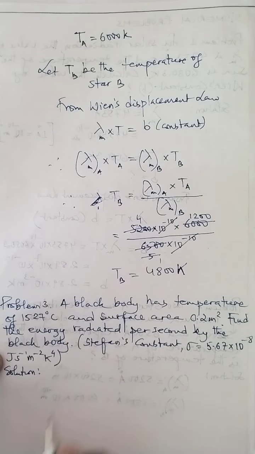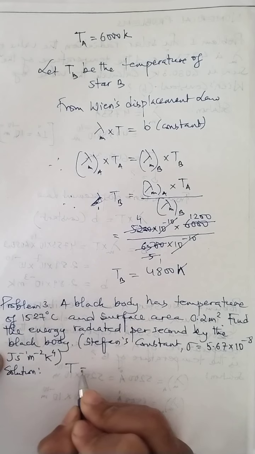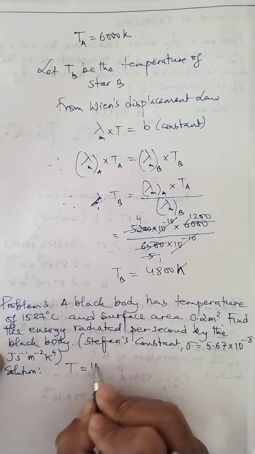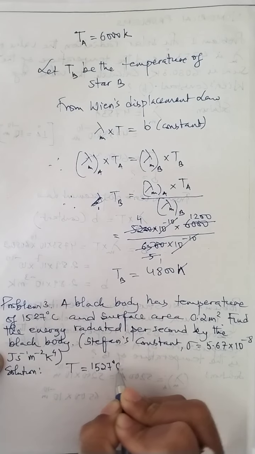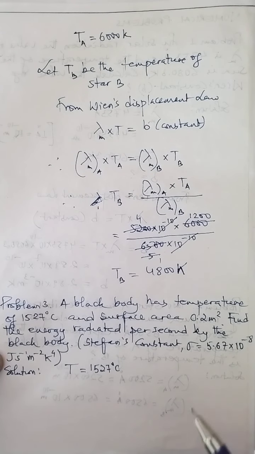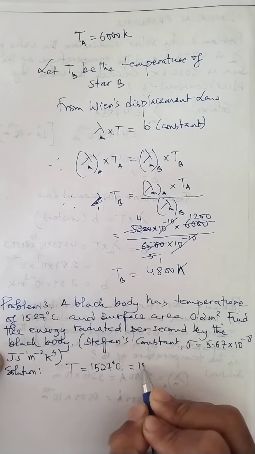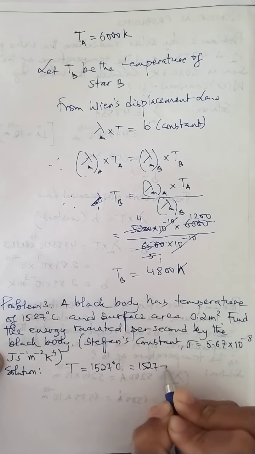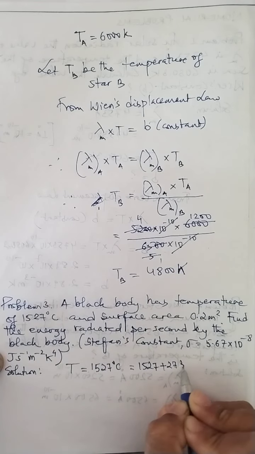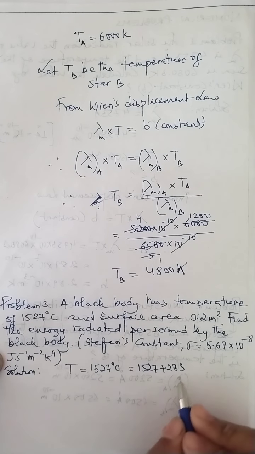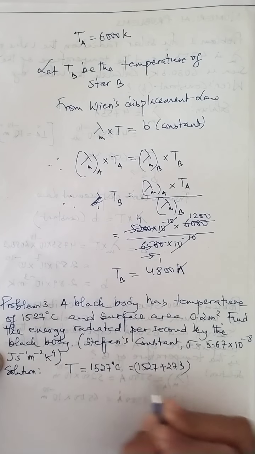So I write down the temperature of the black body, T, is 1527 degrees Celsius. But children, we convert this temperature from degrees Celsius to Kelvin, because whatever formula we use, we keep the temperature in what unit? SI unit. So to convert from degrees Celsius to Kelvin, what you need to do? You need to add 273, and that will be in Kelvin.